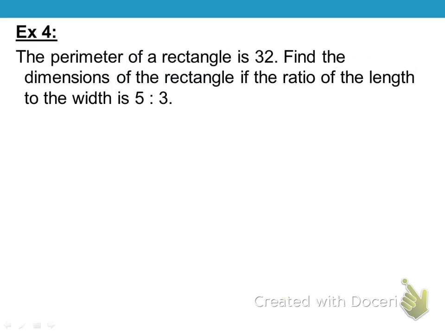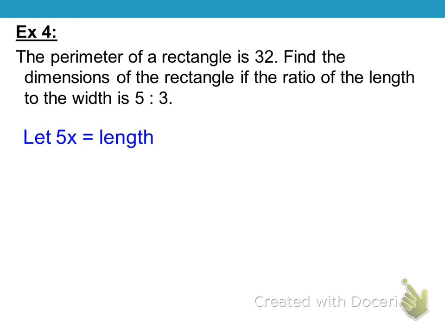All right. Here's example 4. This says the perimeter of a rectangle is 32. Find the dimensions of the rectangle if the ratio of the length to the width is 5 to 3. So I'm going to call the length 5x.